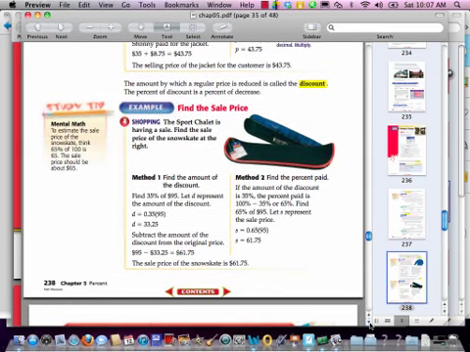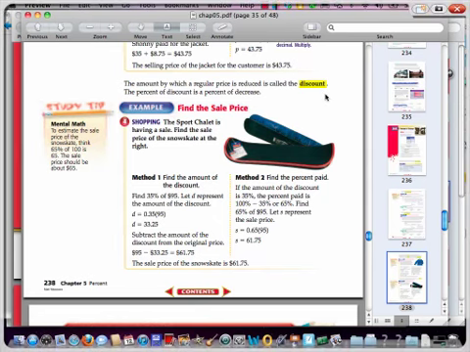All right, on the next one, it says the amount by which a regular price is reduced is called the discount. The percent of discount is a percent of decrease. So let's take a look at this example. Now this would be like if you go to the store and they're saying, hey, you got 25% off sale or something like that. So here it is. The Sports Chalet is having a sale. Find the sale price of the snow skate at the right. All right, so they want to find the amount of discount, find 35% of $95.